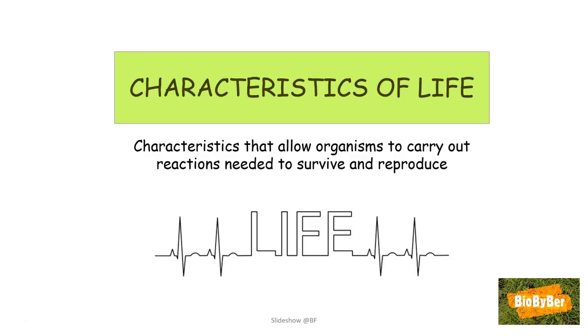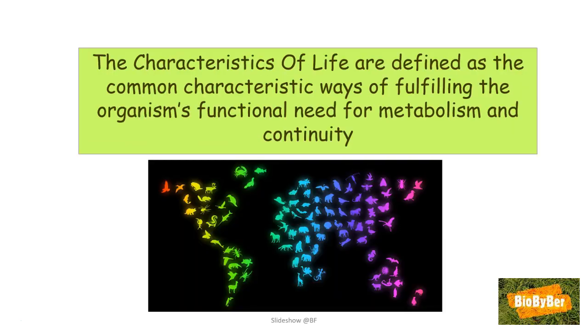Let's have a closer look at these characteristics of life. These characteristics allow organisms to carry out reactions that are needed to survive and reproduce. One of our objectives is to define the characteristics of life. So the characteristics of life are defined as the common characteristic features that all organisms have in common. They are the common characteristic ways of fulfilling the organism's functional need, allowing the organisms to carry out metabolism, chemical reactions, and to survive.